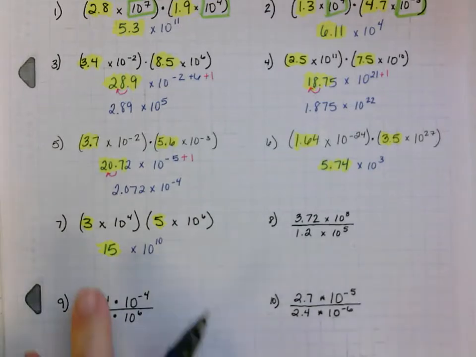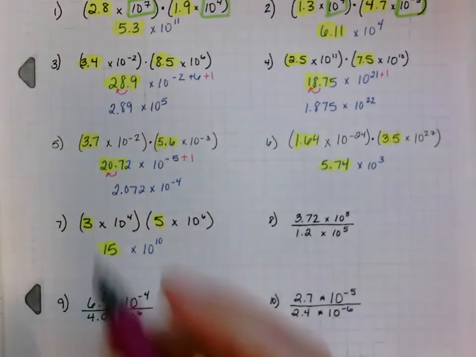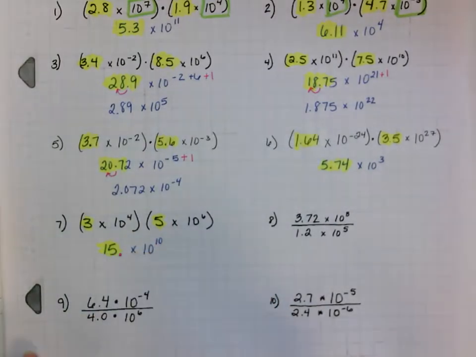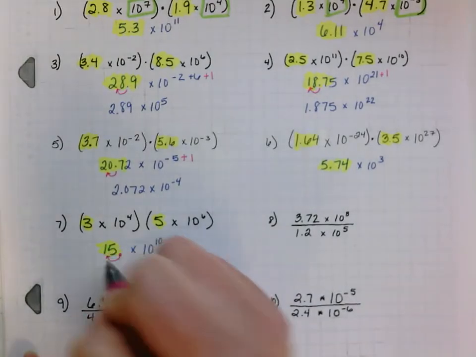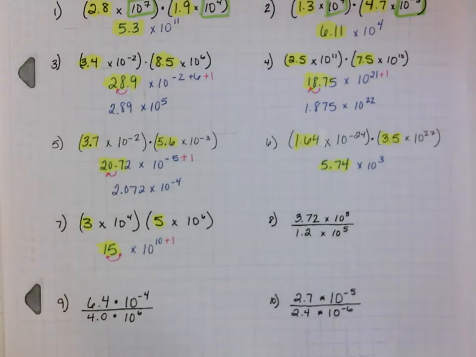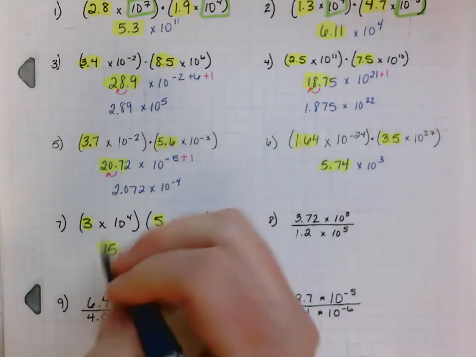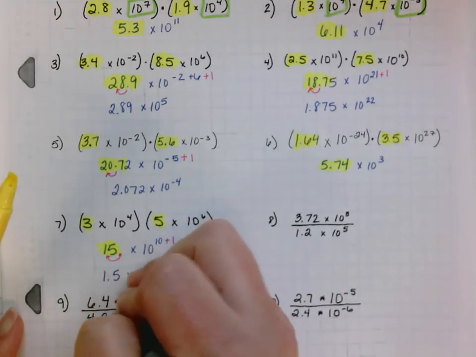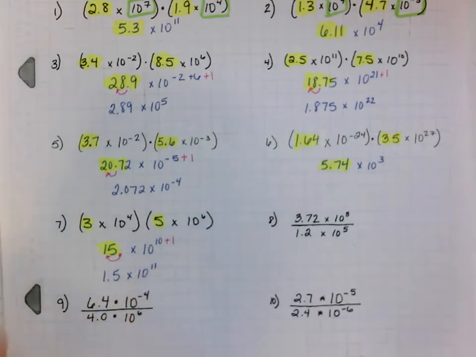This is not in proper form yet because 15 is too big. So we're going to add in my decimal point at the end of the number and move it back to the left one place. So I add 1 to my exponent, which leaves me with 1.5 times 10 to the 11th. We do the same thing when we divide.